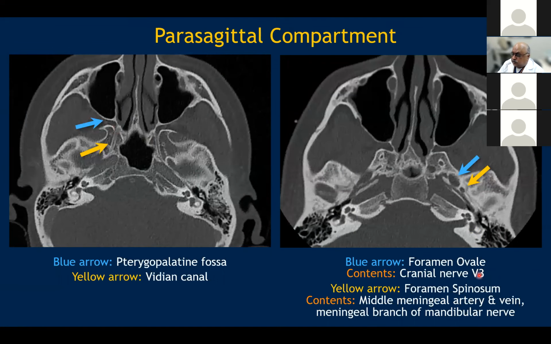Here also are the major foramina which egress the third division of the fifth cranial nerve, which is the foramen ovale. Inferior and posterior to the foramen ovale is the foramen spinosum, which contains the middle meningeal artery and the meningeal branch of the mandibular nerve.